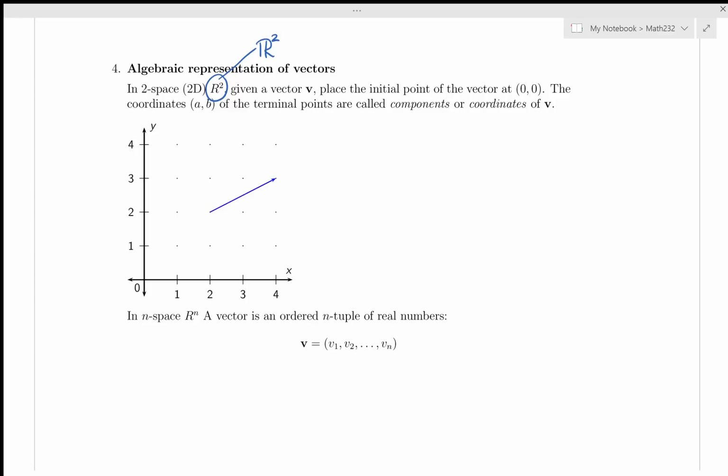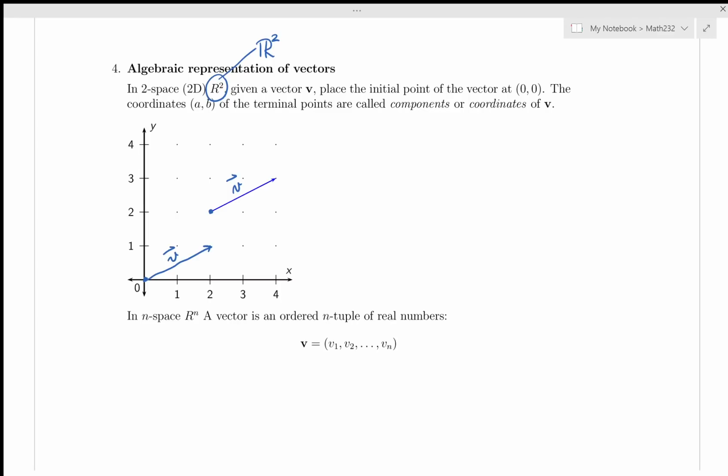We're given a vector v, there it is, and we wish to represent this thing algebraically. What we do is we move it down so that the initial point is at the origin. This is still v. It's the same vector because it has the same magnitude and the same direction. And there now it has its initial point at the origin.